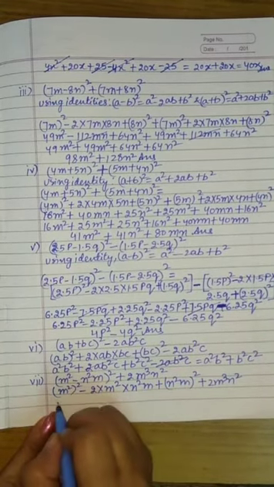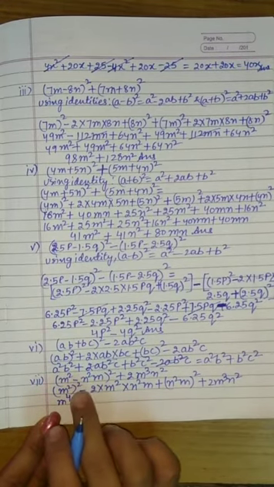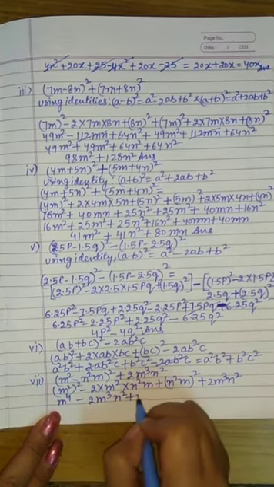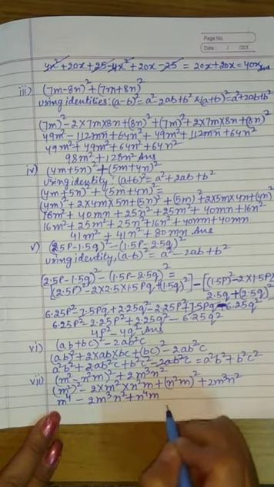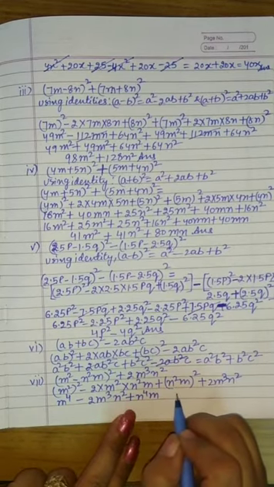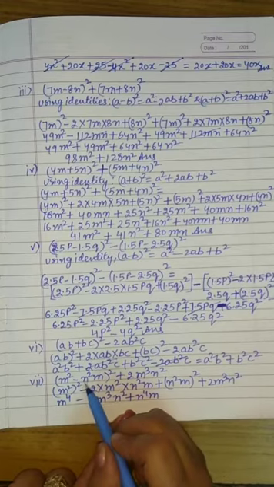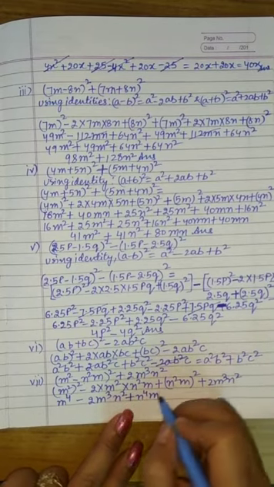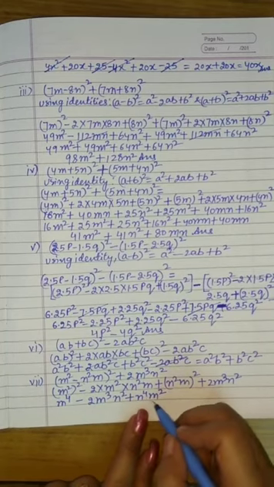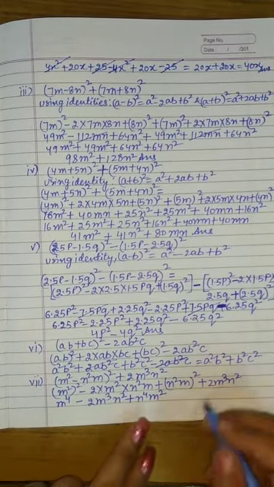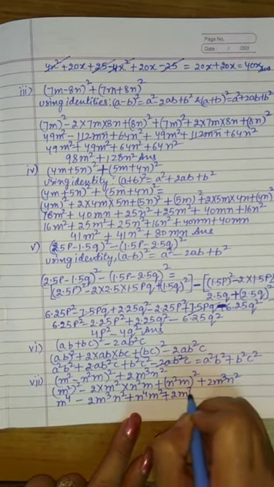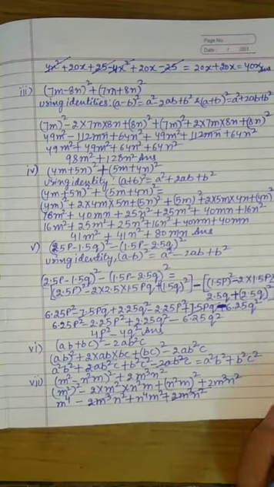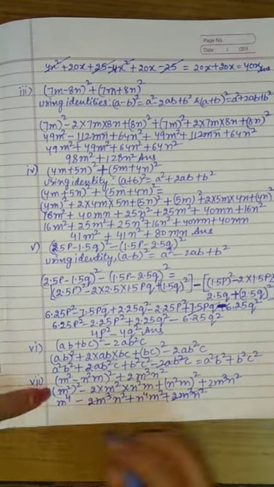Now when we solve it, it becomes m to the power 4, (m²)² becomes m to the power 4, minus 2m³n² plus n⁴m², as the second term is (n²m)², so it becomes n⁴ and then m². And the last term, which is given in the question, is 2m³n². Now the second term and the last term are like terms, they get cancelled. So we are left with only m⁴ plus n⁴m².